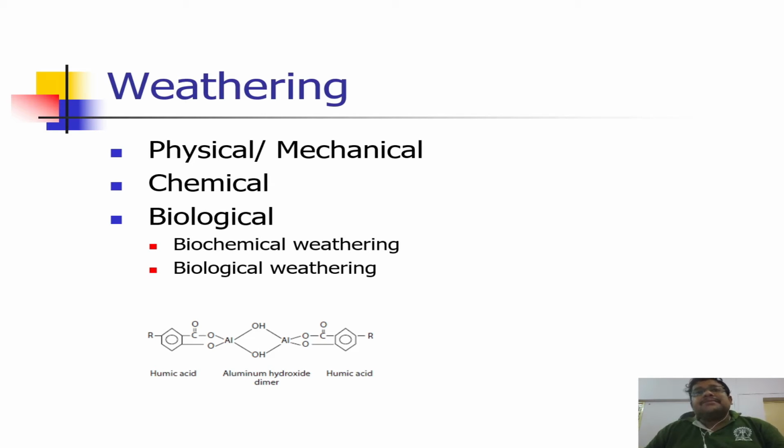If we consider the types of weathering, the first important type is physical or mechanical weathering, the second one is chemical weathering or decomposition, and biological weathering is the third type. Now remember, it is kind of unique. Biological weathering is basically a combination of both physical weathering and chemical weathering. It can also be divided into biochemical weathering as well as biological weathering. So let us focus first on the physical or mechanical weathering.